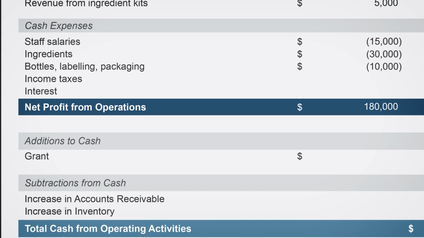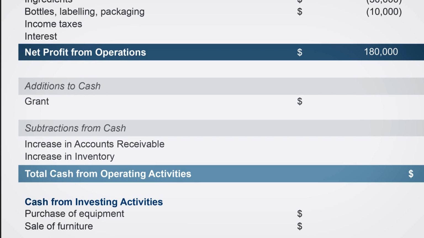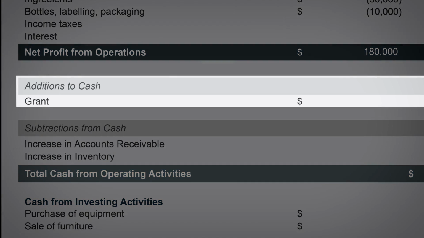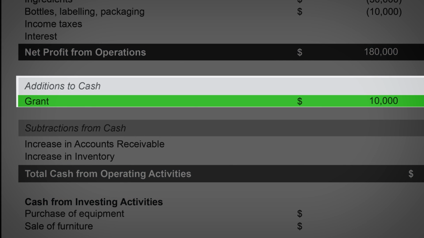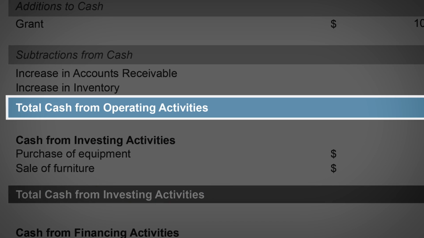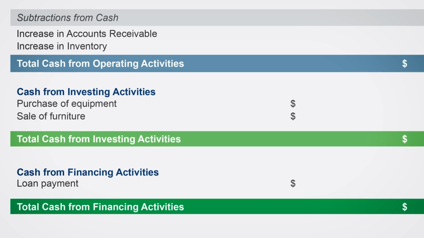If there are any exceptional items from operating activities, you can put them after the net profit line and before the next section. For example, the brewery received $10,000 for a local enterprise grant. It's currently sitting in their account, so it should go on the statement. Add it all up, the total cash from operating activities is $190,000.